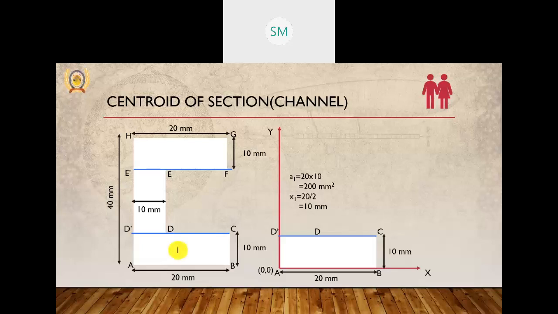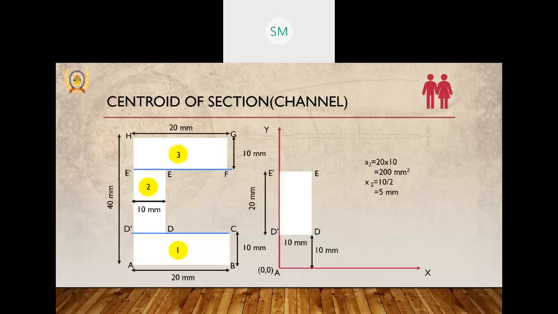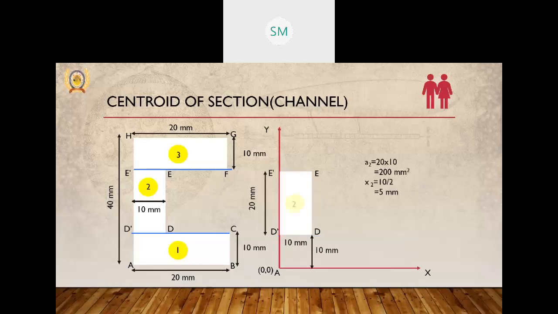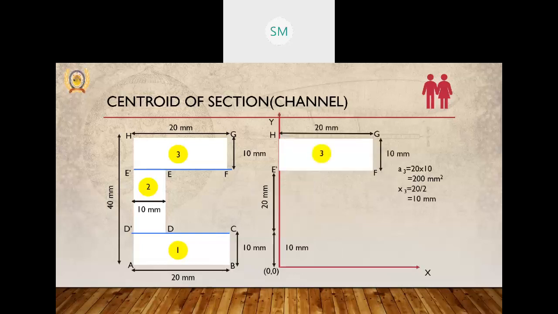The first rectangle A, B, C, D dash has dimensions 20 by 10. The area will be 20 into 10, 200 mm square, and x1 will be 20 by 2, measuring from the y-axis, so 10 mm. Now taking the second rectangle, the area will be again 20 by 10, and x2 will be 10 by 2, measuring from the y-axis, that is 5 mm. Again taking the area of the third rectangle, 20 by 10 side, the area will be 200 mm square, and x3, measuring from the y-axis, is 20 by 2, that is 10 mm.